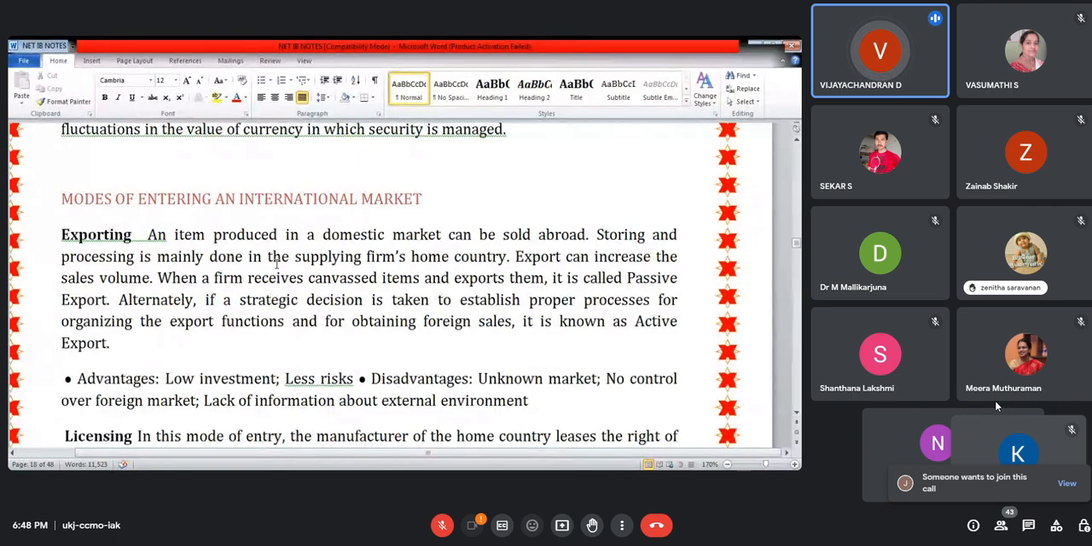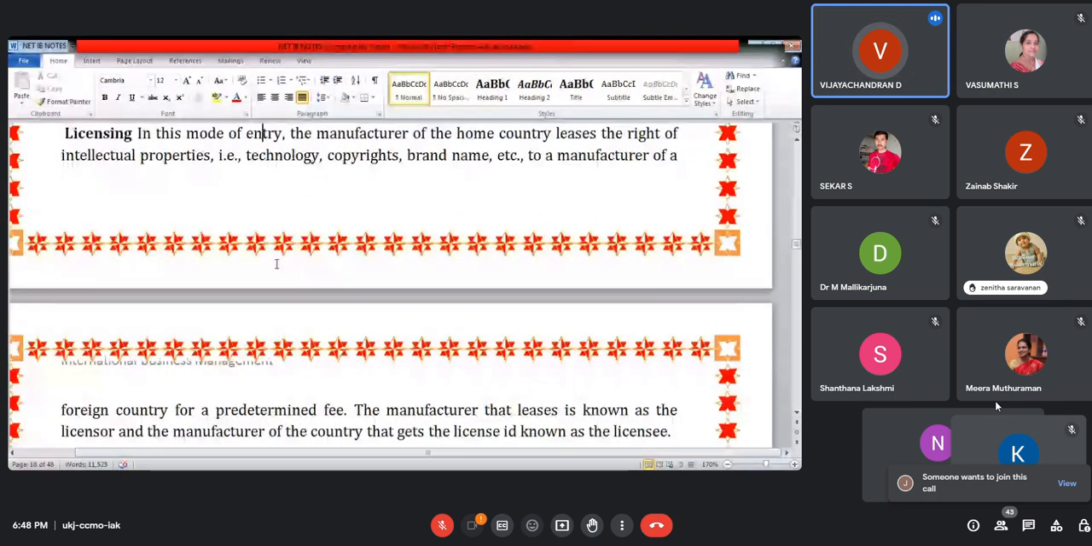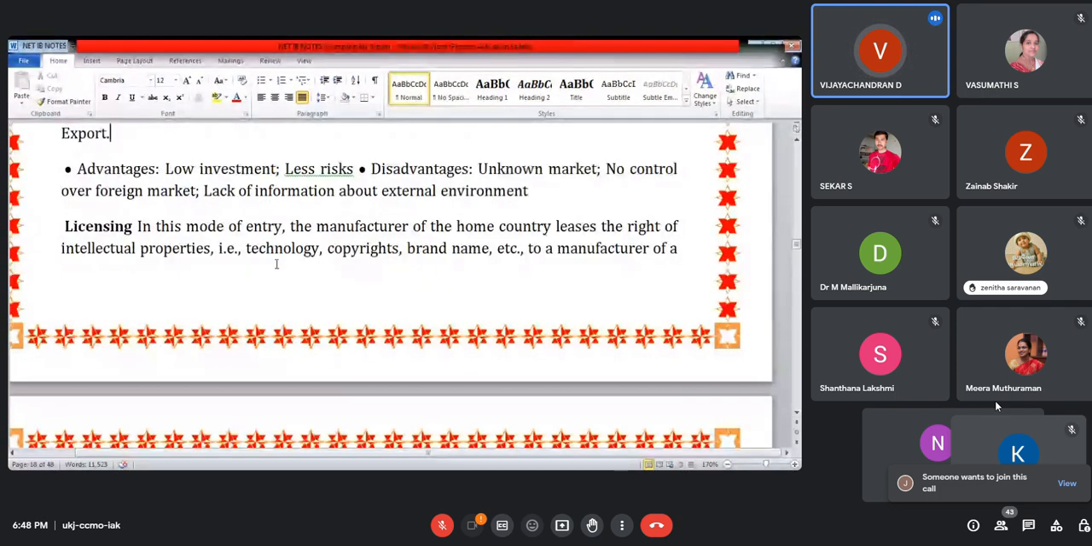As you know, what are the advantages? I told you, lower investment. Why am I saying lower investment? There is no need of setting up any company or organization. With the available facilities and infrastructure, you are selling your product in foreign countries. So lesser risk is there. These advantages will be there.